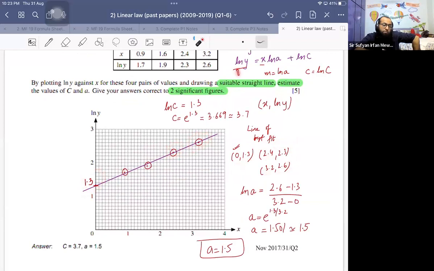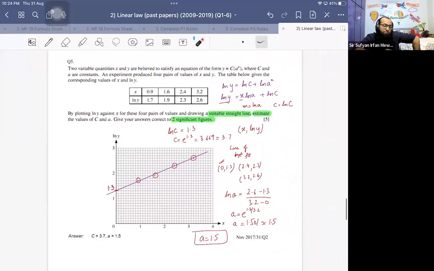As after transforming to y equals mx plus c, the coefficient of x was ln a. So ln a is the gradient. So if we find the gradient using 2 points, change in ln y over change in x, then it's 2.6 minus 1.3 upon 3.2 minus 0. From here, we'll get ln a as 1.3 divided by 3.2. If we convert from log form to index form, it is going to be a equals e to the power of 1.3 upon 3.2. If we calculate, we get the value of a, which is 1.5.